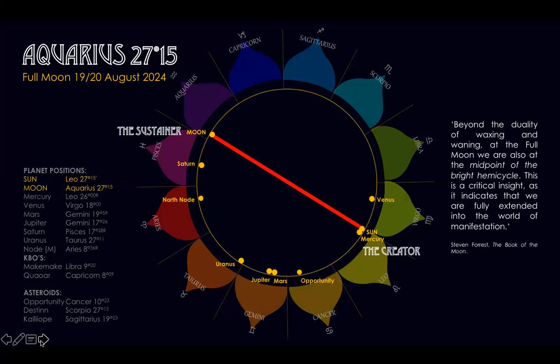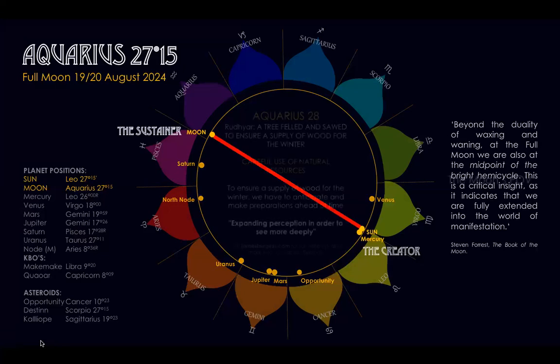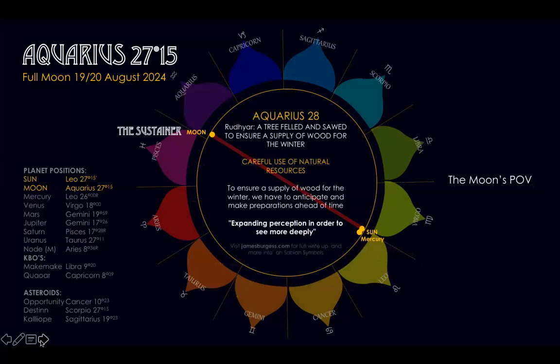So here is the opposition between the sun and the moon. The moon is called the sustainer and the sun the creator in the book Astrology for Yourself by Douglas Block and Demetra George. I use the titles for the planets from that book. So first we're going to look from the moon's point of view in this opposition.